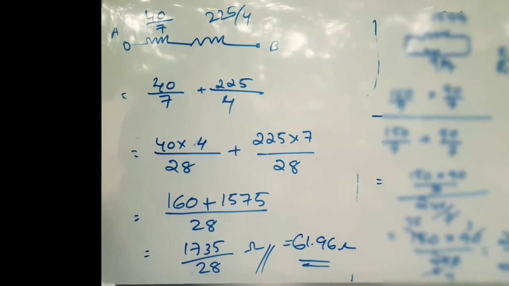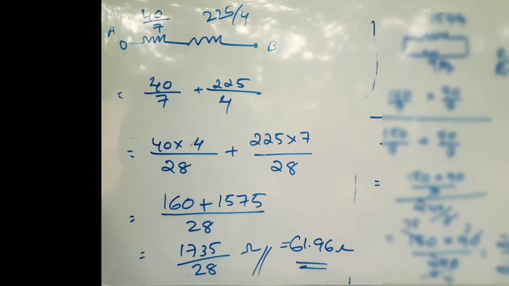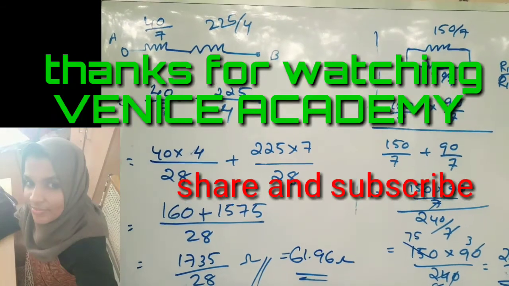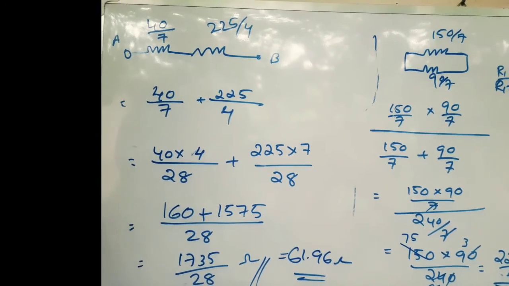So this is the method. For simplifying Wheatstone circuit, we have to use delta to star conversion method. This method is so easy, but you have to practice it well.